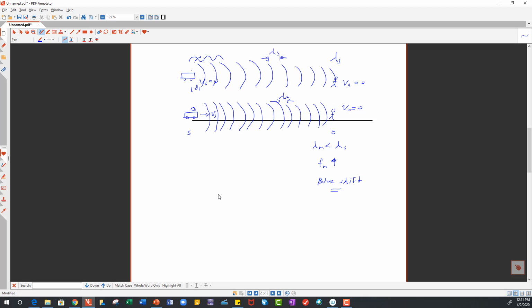Similarly, if the ambulance was moving away from you in this direction, the velocity of the ambulance, the source, the wavelengths would spread out. They would get further apart. And the frequency of the observer, if this is the frequency of the source, the frequency of the observer, you would hear a lower frequency. So the frequency of the observer would be less than the frequency of the source if the ambulance is moving away from you. And if this was a star, what would happen is what is called the redshift.